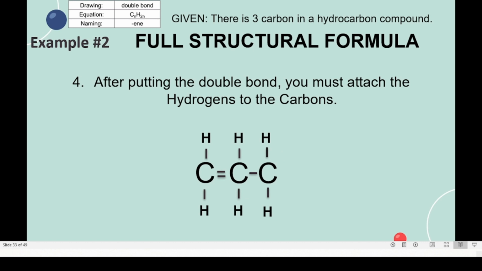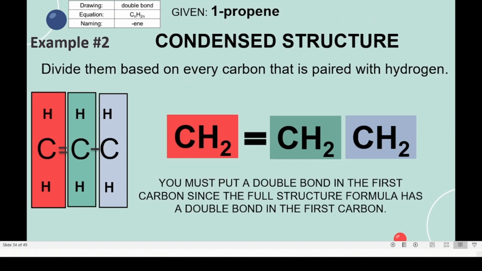Okay, gets? Now, let's get the condensed structure of propene. For 1-propene, the first thing you need to do is divide them based on the carbon that is paired with hydrogens. This is the full structure of 1-propene. We are going to get the number of carbons and the hydrogens per carbon. The first carbon has two hydrogens, therefore CH2. Now, the first carbon has a double bond.